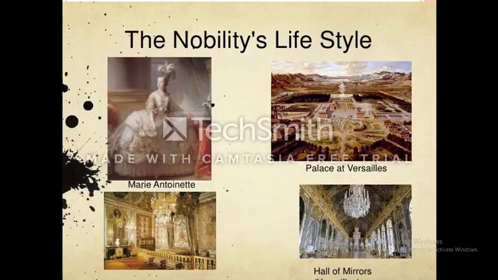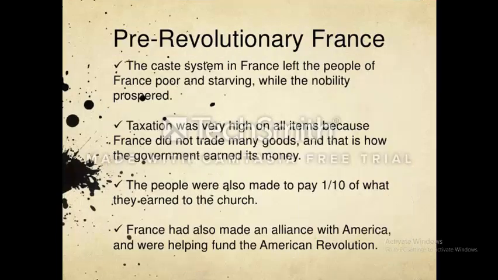These are some photos about the nobility's lifestyle. This is Marie Antoinette, the palace at Versailles and the Hall of Mirrors.